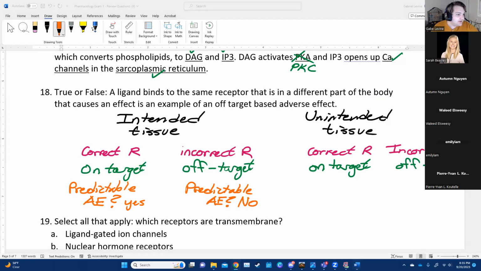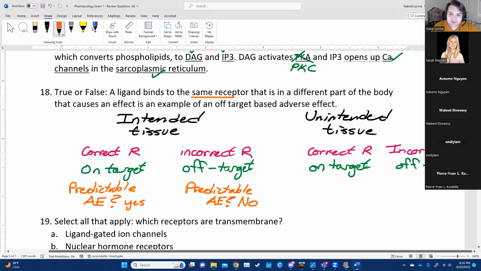So this can be a way of looking at how drugs can end up with lots and lots of different effects, depending on if it goes to the correct receptor or not, selectivity and all that business. So a ligand that binds to the same receptor that is in a different part of the body that causes an effect is an example of off target. Nope. If it's the same receptor, it would be on target.